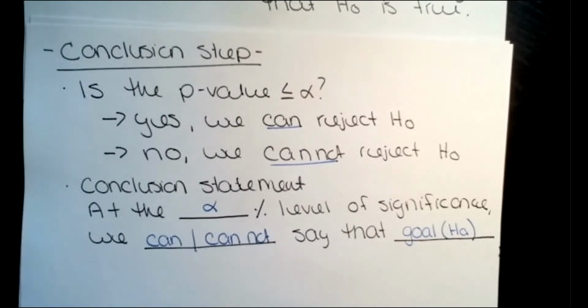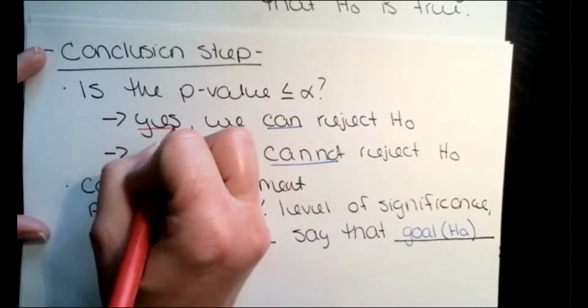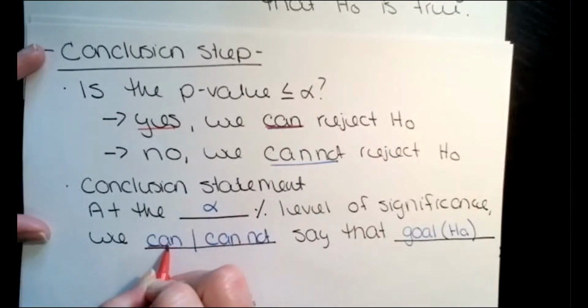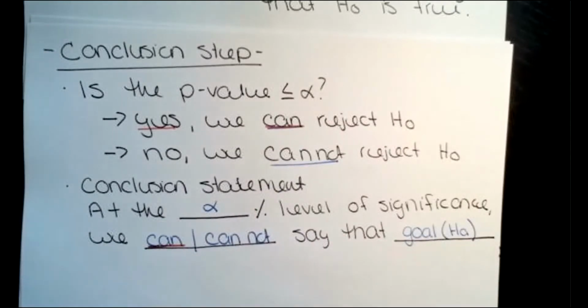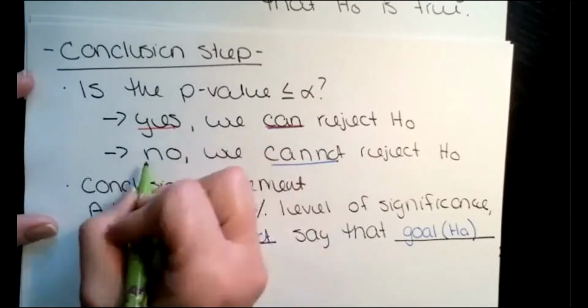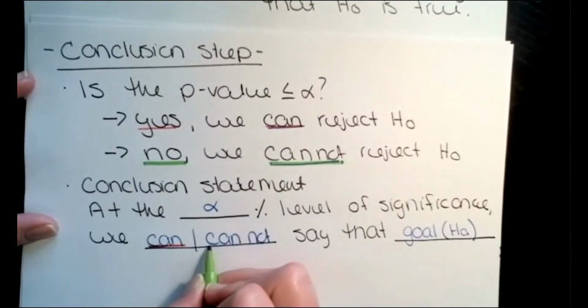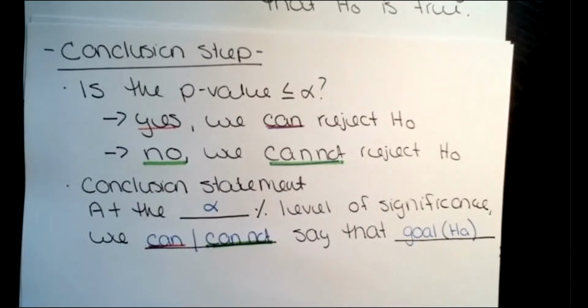So I'm just going to highlight a couple things. If we answered yes, then we can reject the null and we can say that the HA is true. If we answered no, then we cannot reject our null and we cannot say that the HA is true. Okay. And that's my conclusion step.